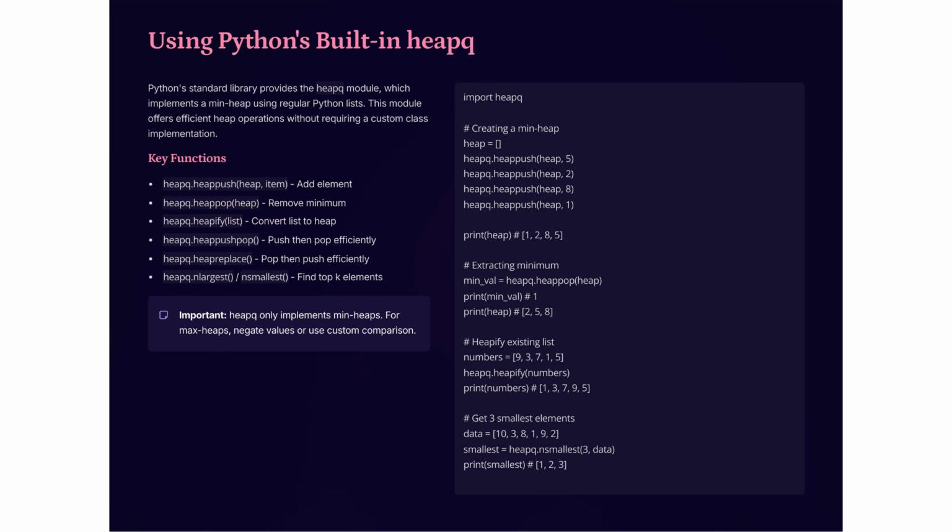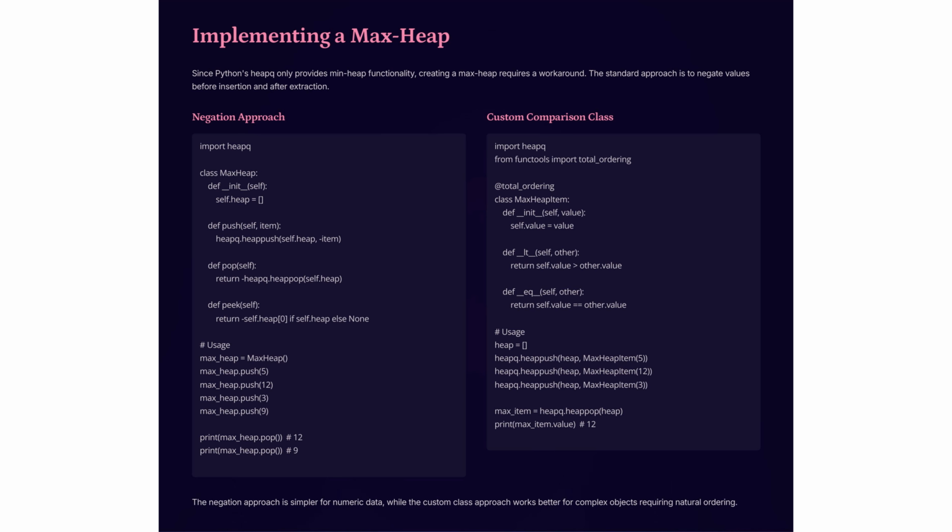For max heaps, negate values or use custom comparison classes. To implement a max heap using Python's heapq, negate values during insertion and extraction. For numeric data, this is efficient. Alternatively, use a custom comparison class for complex objects. This approach allows natural ordering by overriding comparison methods, providing flexibility in handling diverse data types.